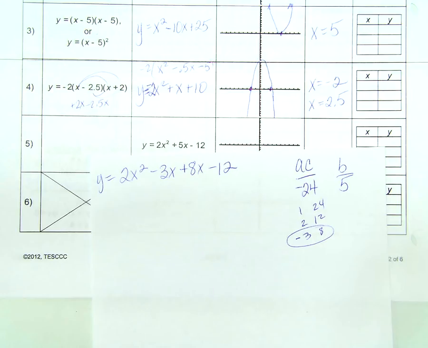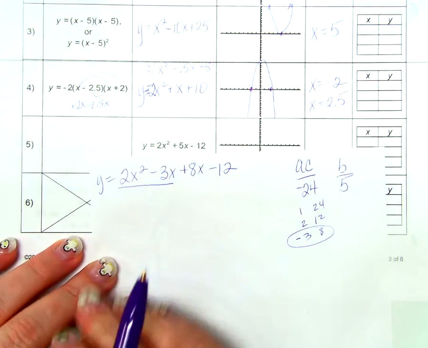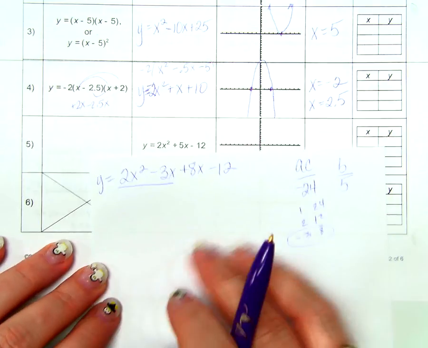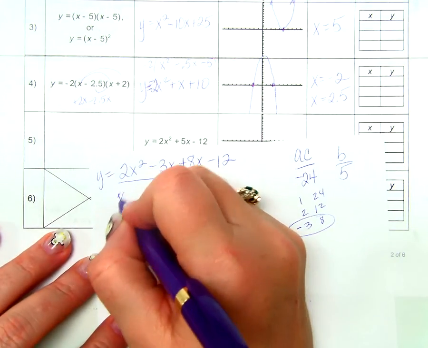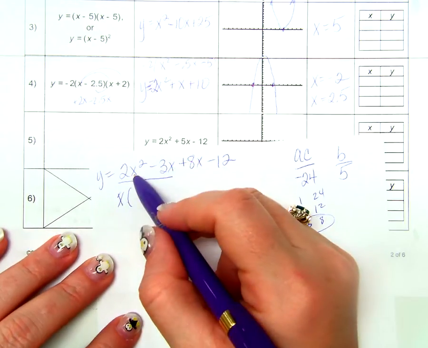You remember what to do from here? Good. Look at just the first two terms. What do the first two terms have in common? An x. What's left if I divide an x out of each term?